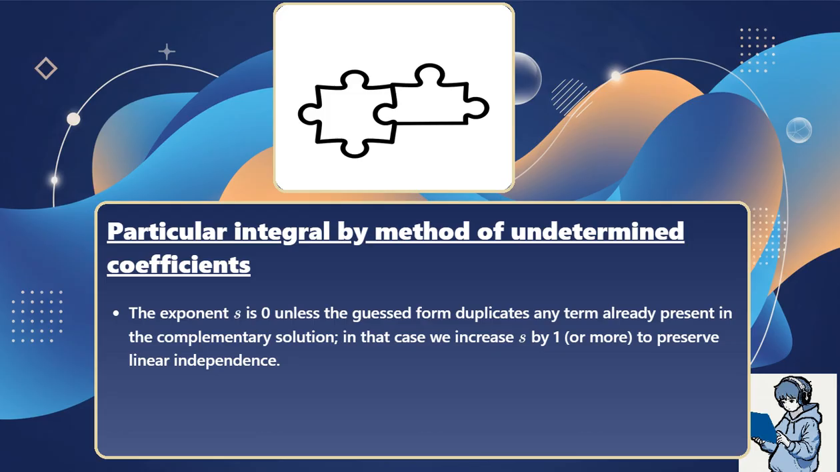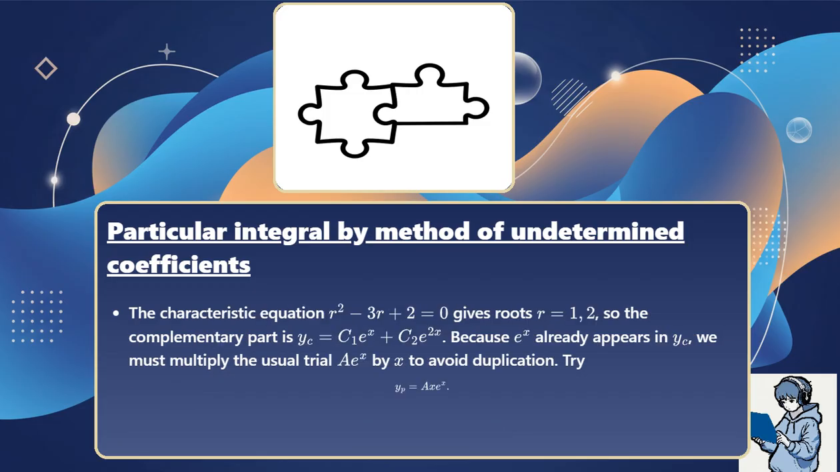The exponent s is 0 unless the guessed form duplicates any term already present in the complementary solution. In that case, we increase s by 1 or more to preserve linear independence. Example, y double prime minus 3y prime plus 2y equals e to the x. The characteristic equation r squared minus 3r plus 2 equals 0 gives roots r equals 1 and 2.